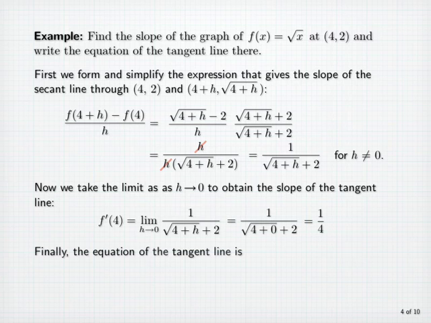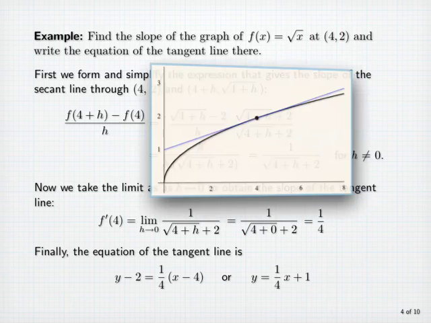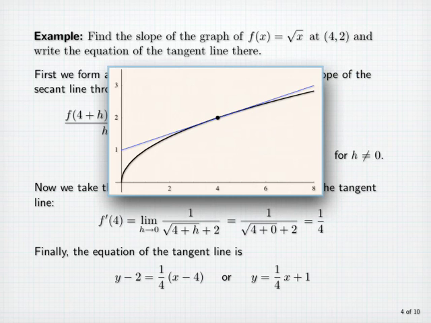Finally, the equation of the tangent line is y minus 2 equals 1/4 times x minus 4, or if you prefer, y equals 1/4 x plus 1. Here's a picture showing what we've found. You see the graph of the square root function, as well as the tangent line at the point 4, 2.